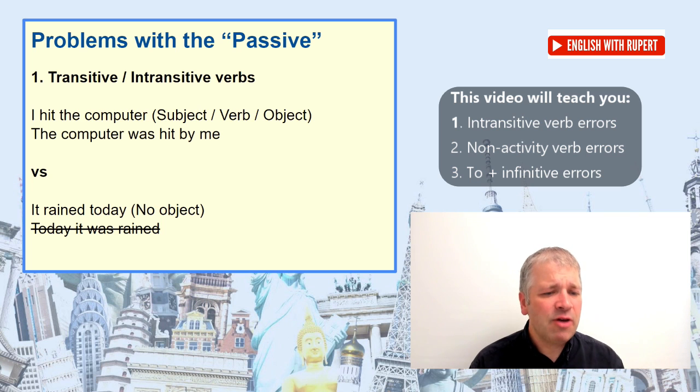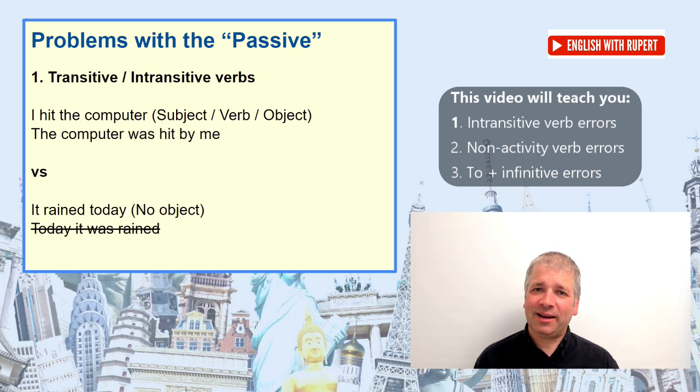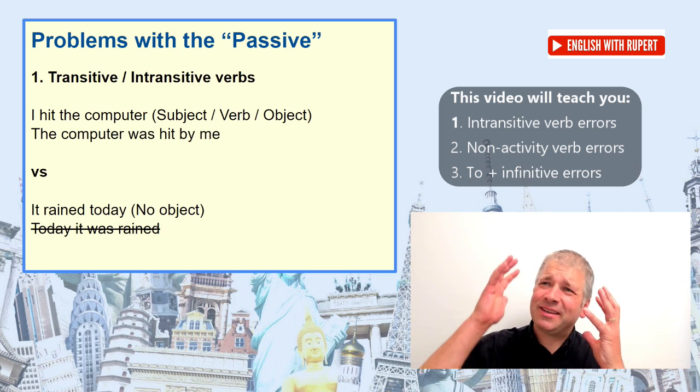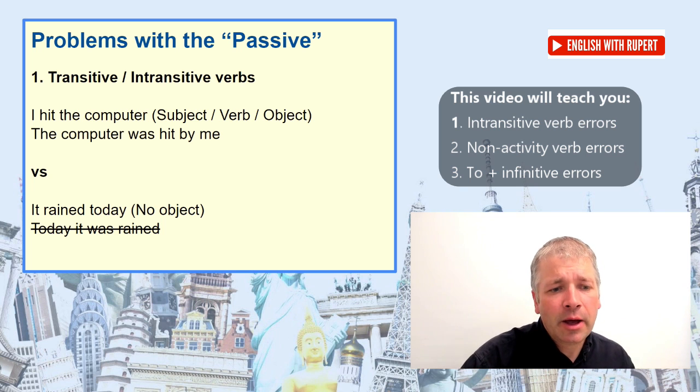So for example, it rained today. There's no object there. We can't say today it was rained. You've got to have an object. The verb rain, you could potentially add an object to it, but we don't usually. This is an example of an intransitive verb.